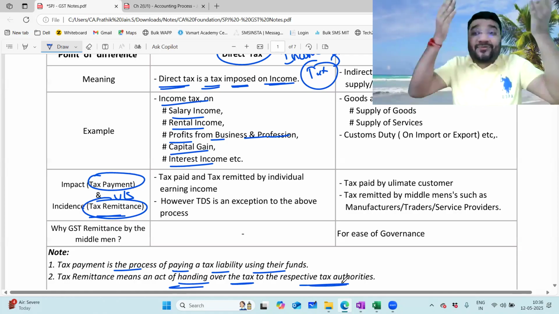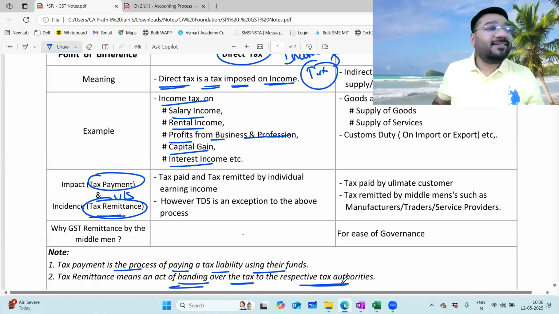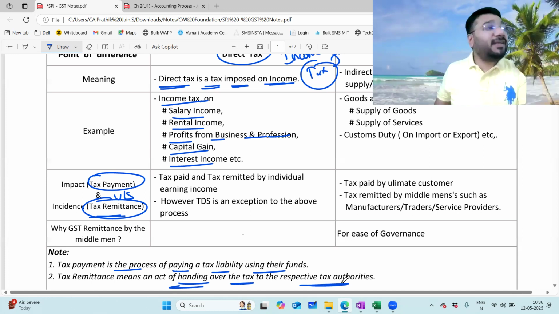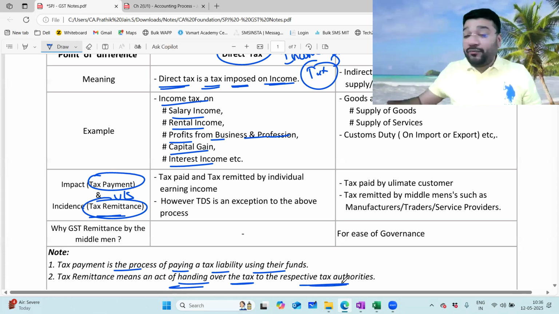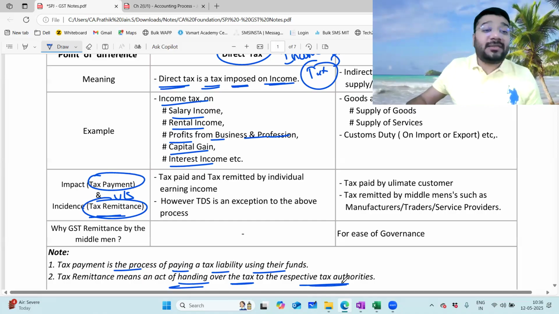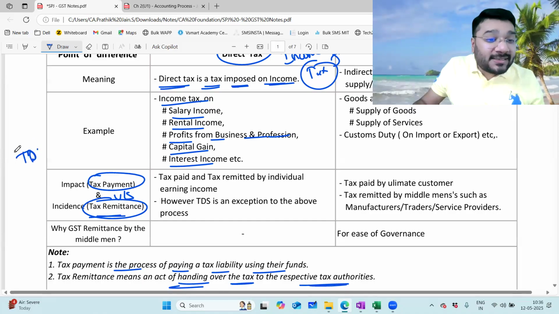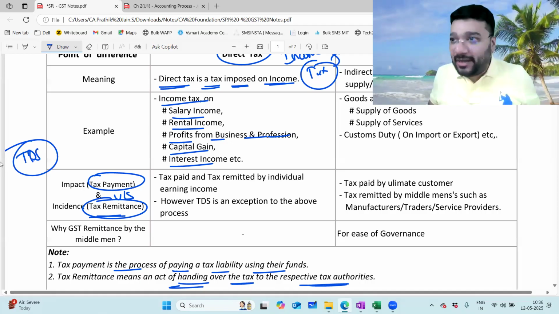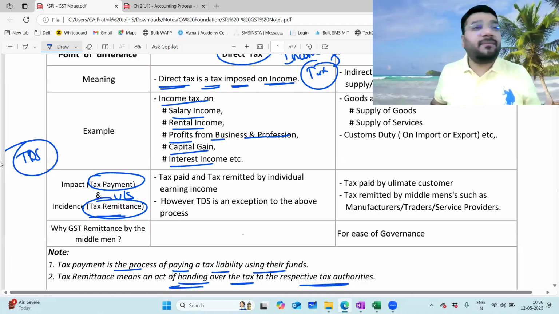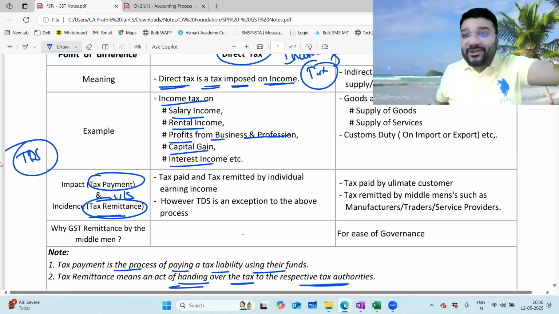No, that is not the case for indirect tax. In the indirect tax, the taxpayer is a different person. Tax remitter is a different person. If you ask in income tax itself, there's a concept called TDS, tax deducted at source. This concept is not there in your level, but one place this will come. Where, you know? Interest on debenture.